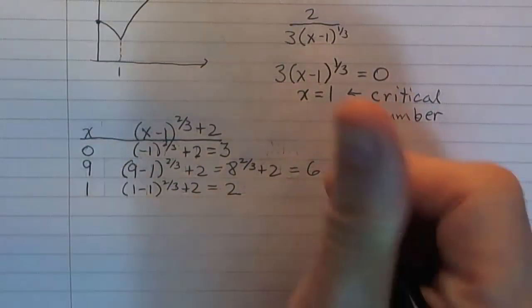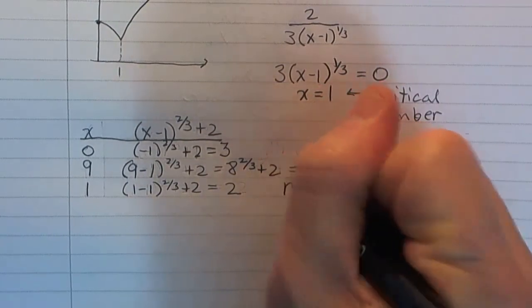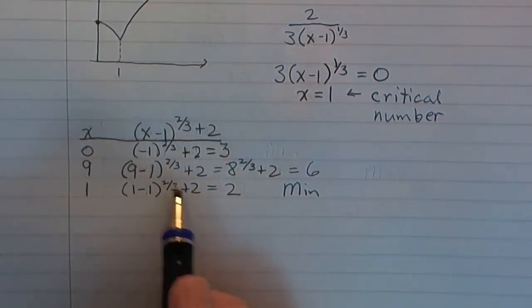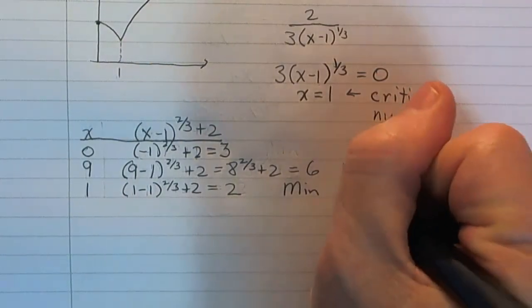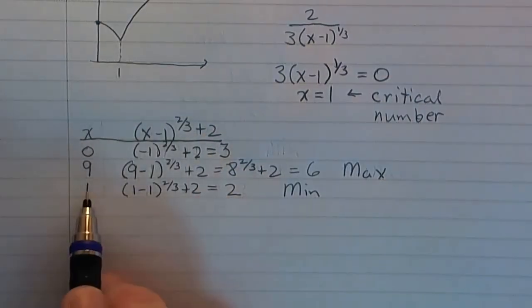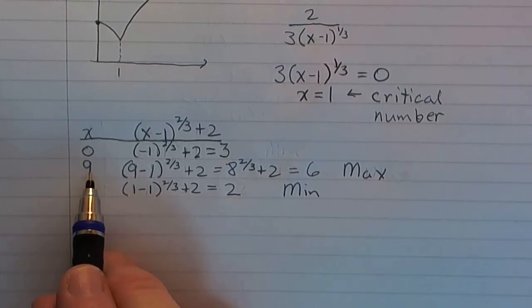So it looks like what we have here is our minimum right here, and then our maximum here when x equals 9. So this is where our max occurs. Our min occurs when x equals 1, and our max occurs when x equals 9.